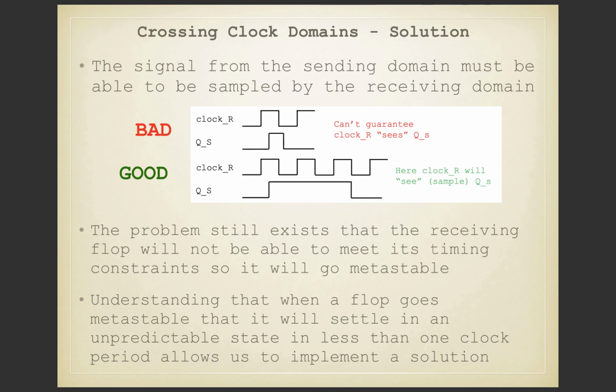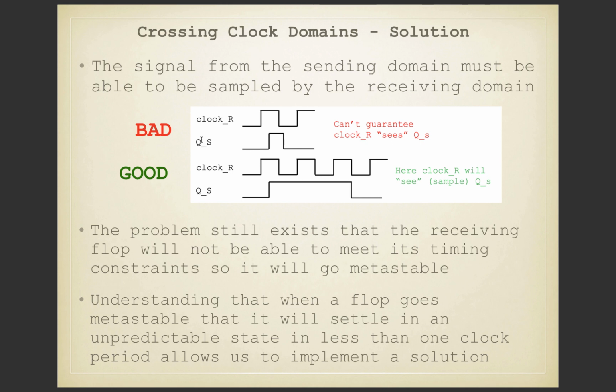The signal from the sending domain must be able to be sampled in the receiving domain. So what I show here is bad and good. Clock R represents the clock on the flop that is receiving the signal. QS represents the Q from the sending flop. Notice if the clock frequency of the sending flop is so fast that you are able to switch the signal high and switch the signal low in a period of time less than the period of the receiving clock, there is a likelihood that you would never see the signal. The signal would come and go before you could register the fact that it occurred.